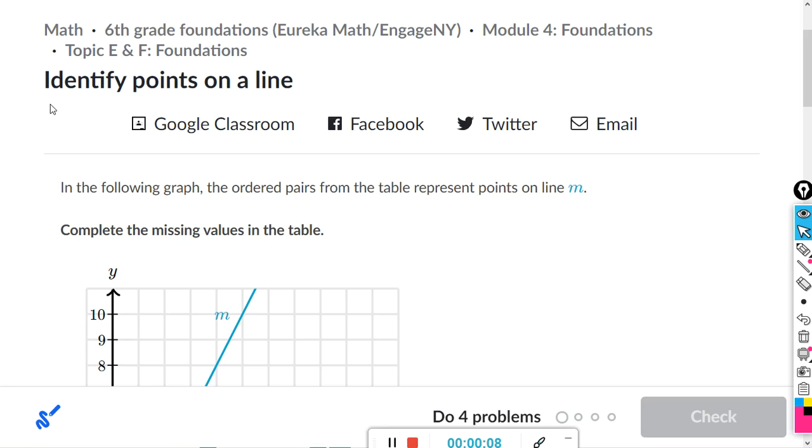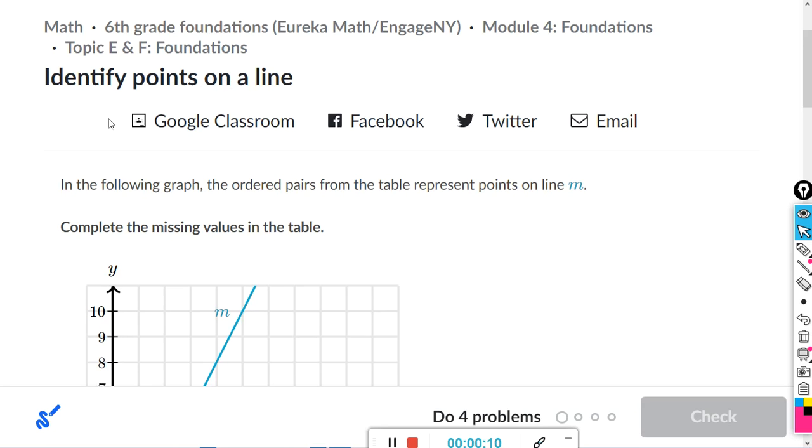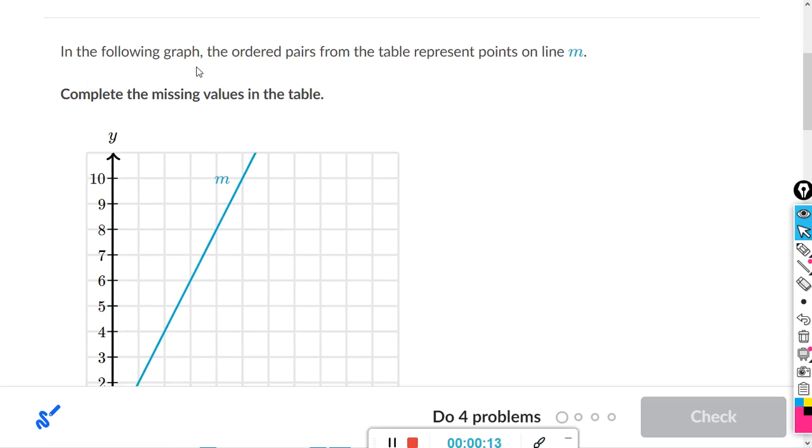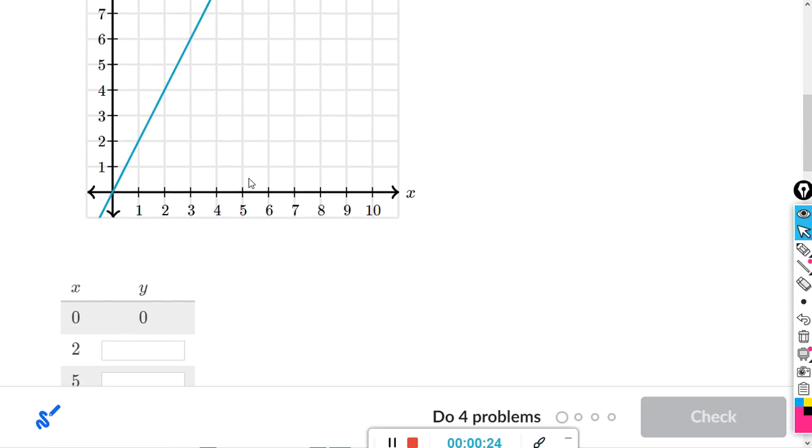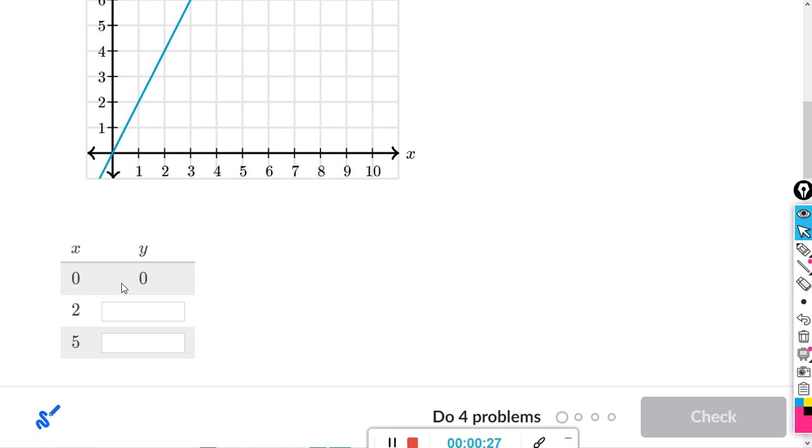All right, this will be for the assignment, identify points on a line. In the following graph, the ordered pairs from the table represent points on line M. Complete the missing values in the table. Okay, so we can see here this blue line is line M, and they give us the X, Y coordinates. All right, so they gave us the first one, 0, 0. That's right there. And for the second two, we have to fill in the Y coordinate. So at X equals 2, Y equals what?